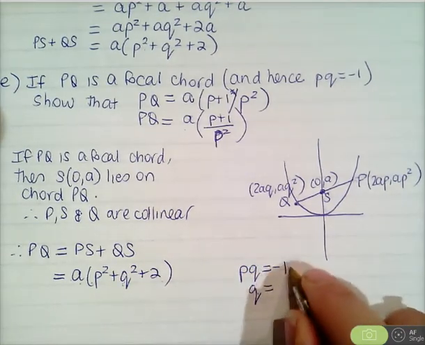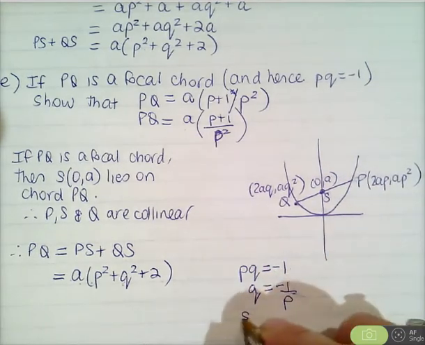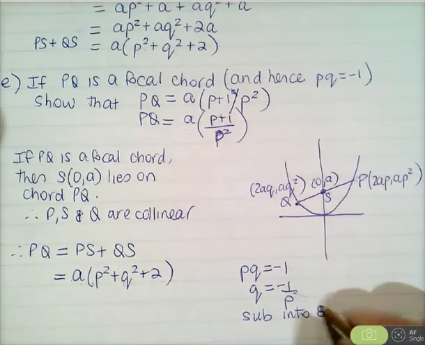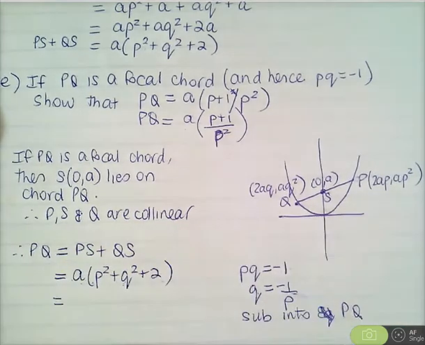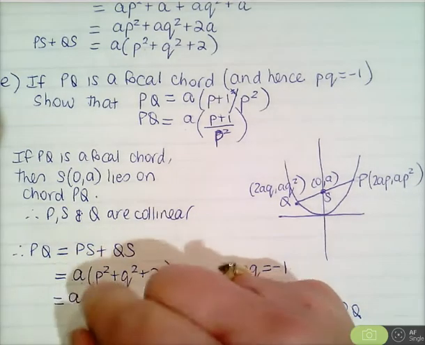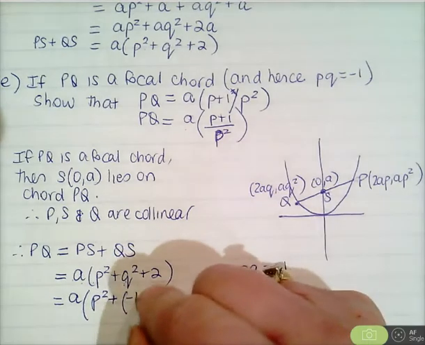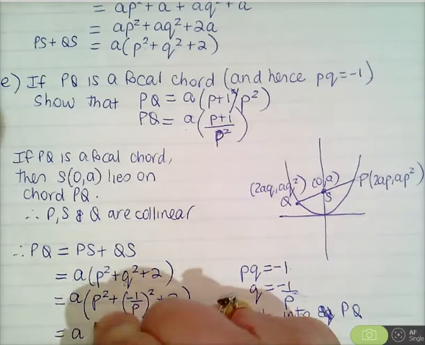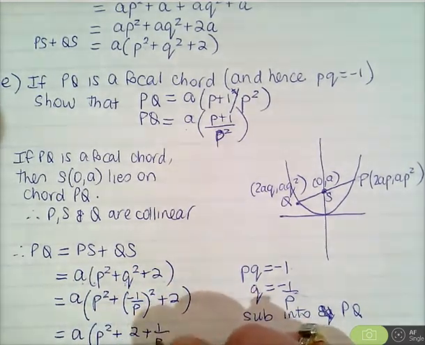So if pq is -1, because you're told that, then q is -1 on p, and I'm going to sub that into the length of PQ. So I'm going to substitute q is -1 on p into this, so I get a bracket p squared plus, now q squared will be -1 over p squared, plus 2. So we get a bracket p squared plus 2 plus 1 on p squared.